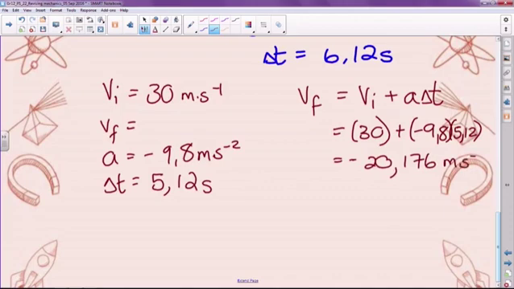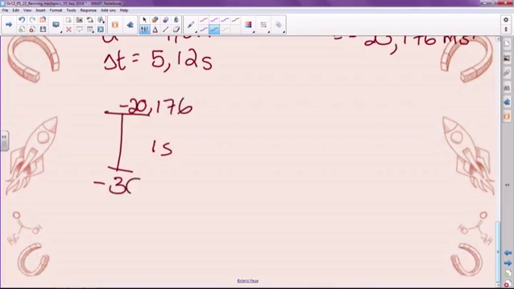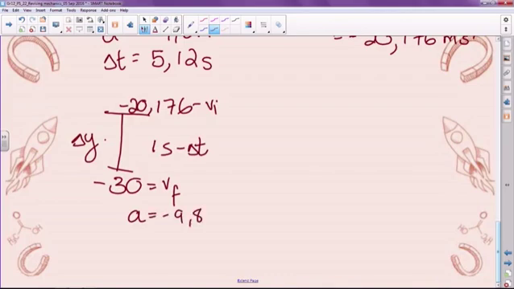So what this means is when we look at the motion, here's the last second of the motion. Over here, it's going at minus 20,176. Over here, it's going minus 30. So that's now my initial velocity. That's now my final. That's time, and I want delta y. Oh, look at that. And I know, even better, that A is minus 9,8. So actually, I've got lots of information.